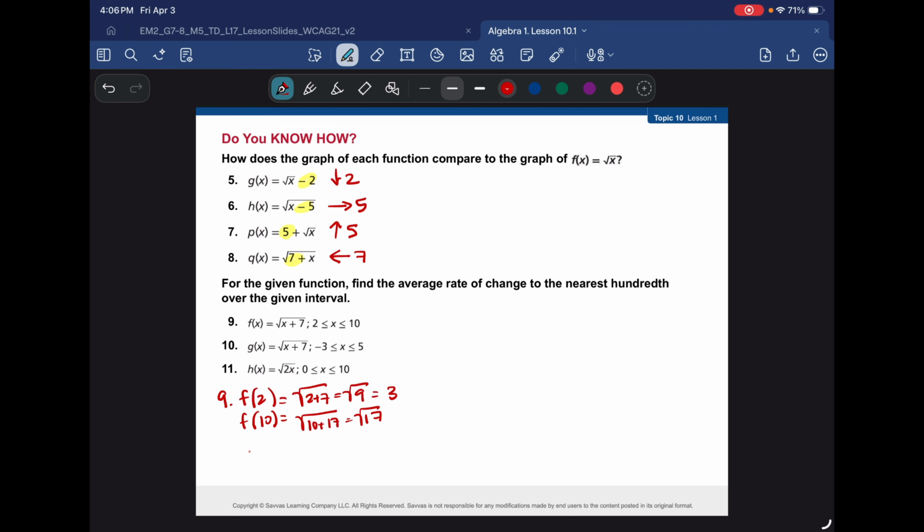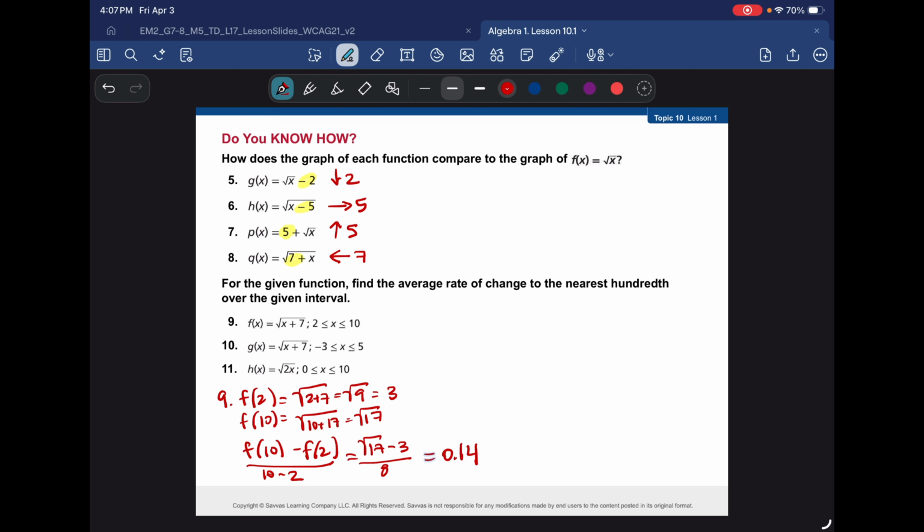And then if I just do the average rate of change, I'm going to do the second point, f of 10, minus the first point, f of 2, over 10 minus 2, the change in my input. And I'm not going to do a decimal for the square root of 17 right now. I'm just going to round at the very end so I get a more accurate answer. Square root of 17 minus 3 over 8. And if we do our calculations, this will give us, rounded to the hundredth place, 0.14.